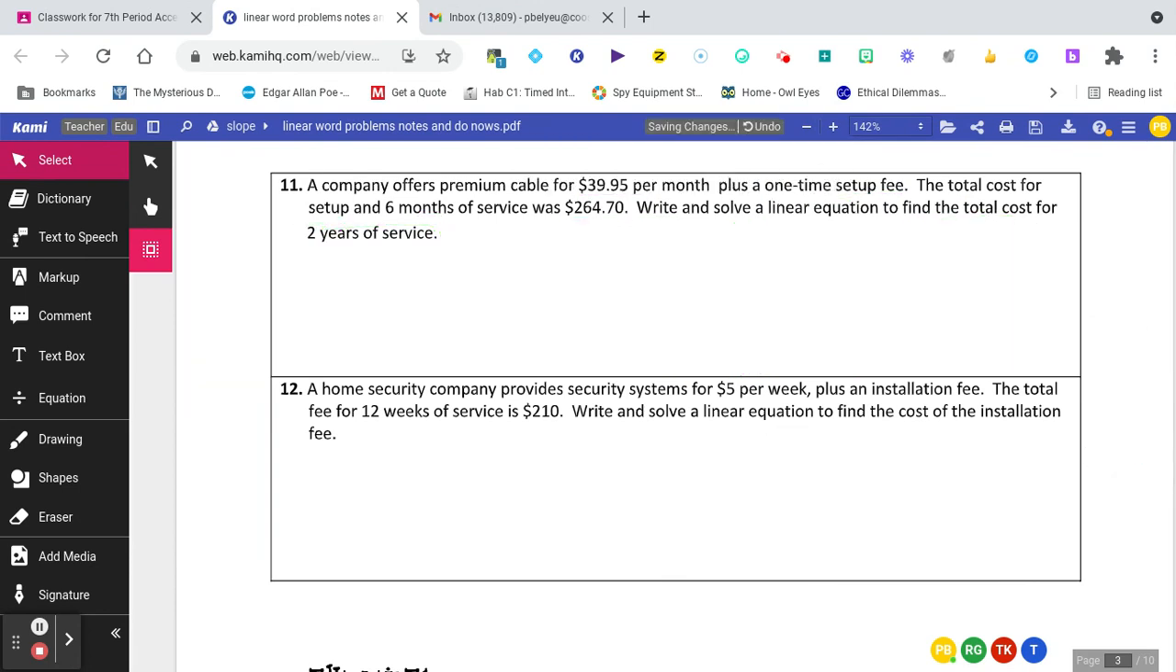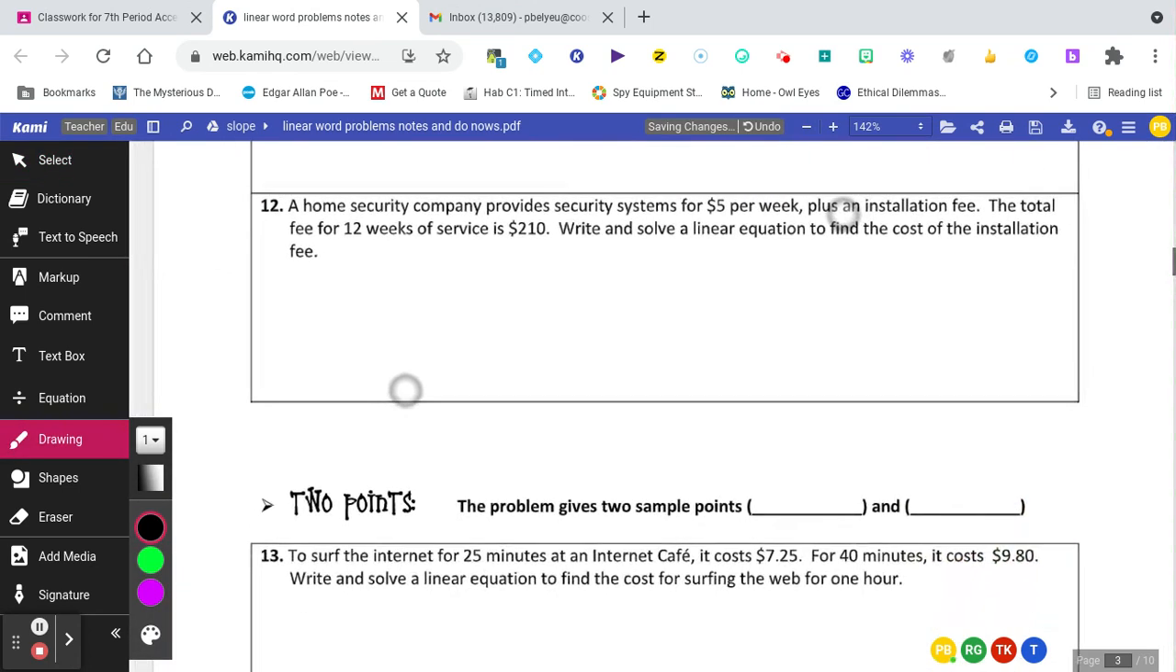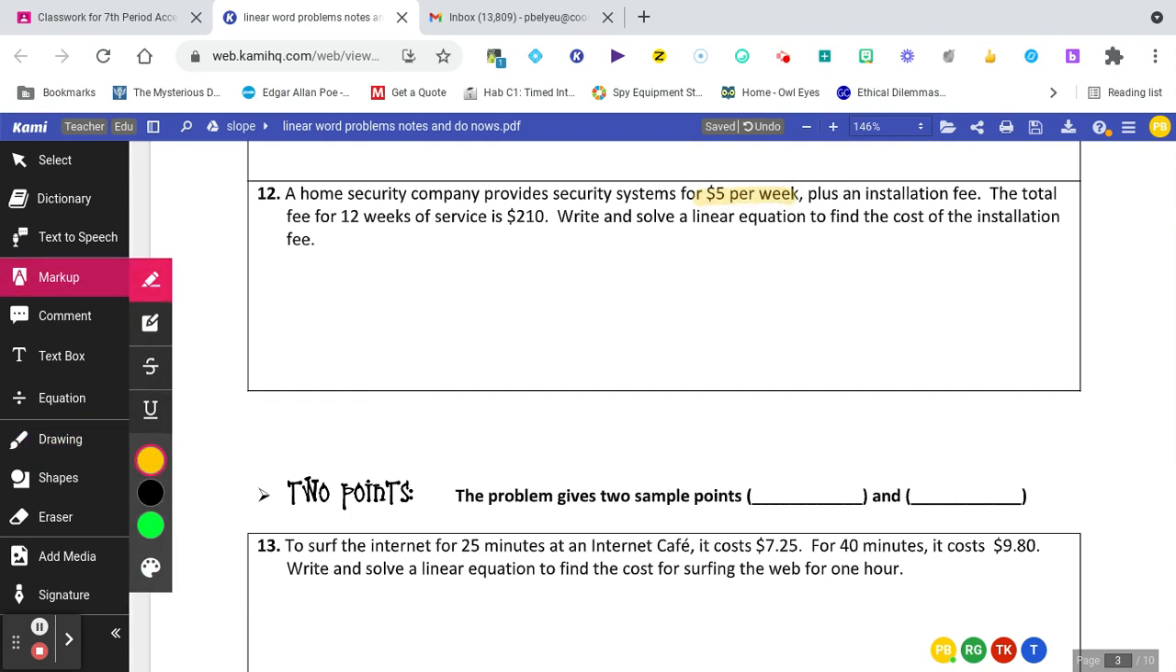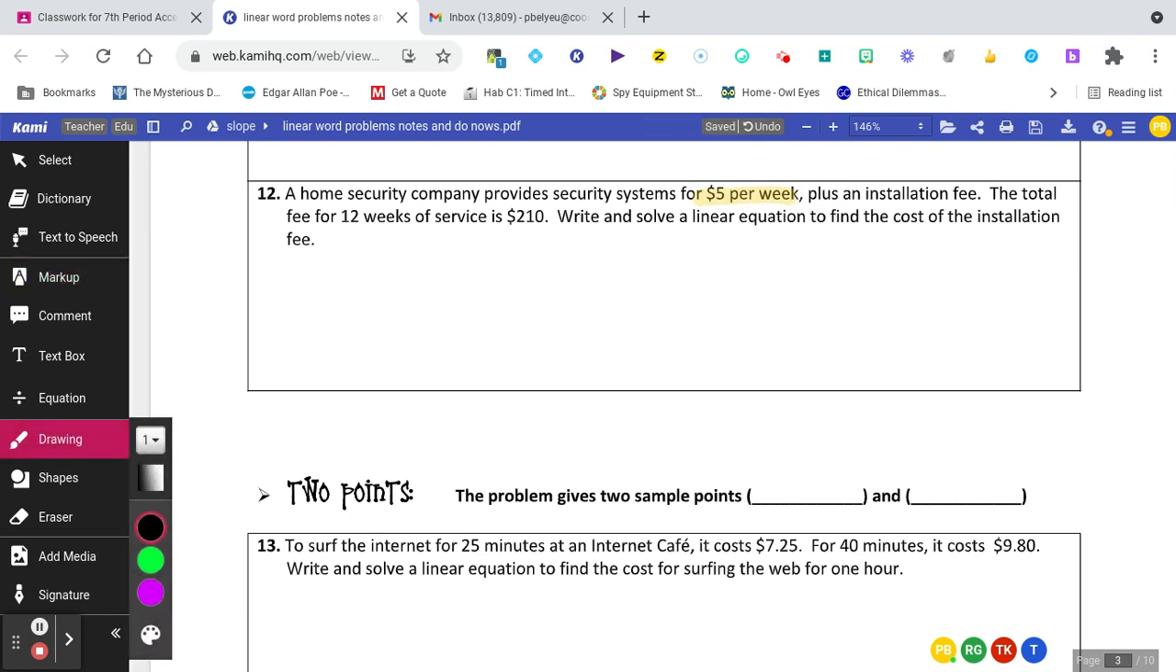Let's look at the last one we're going to look at for point slope, which is 12. It says a home security company provides security systems for $5 per week. I already know that's m, plus an installation fee. I already know that's b. Now, if it asks me for the installation fee, I can just look for b. I just see what my b is and then write it. I don't have to plug in a number. It says the total fee for 12 weeks of service is $210.